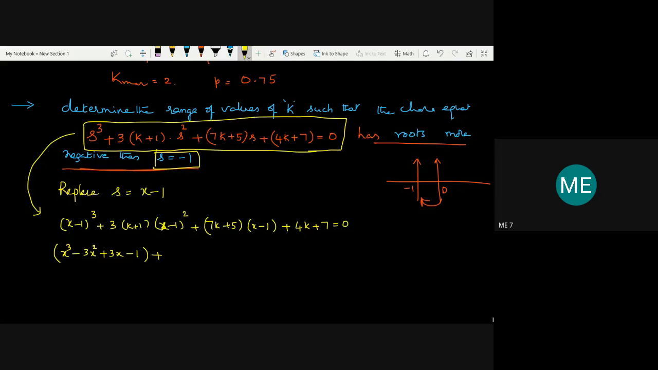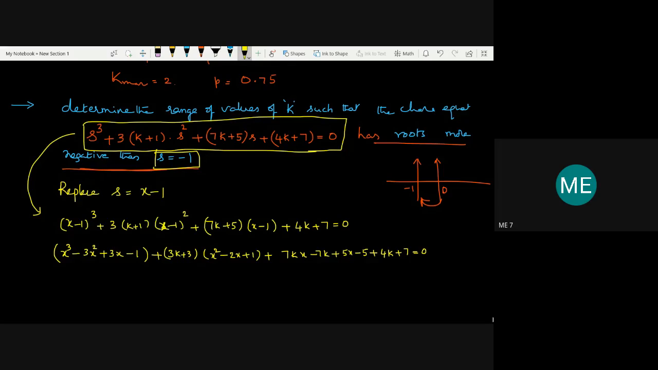Next, similarly, 3 into, of course, (3k plus 3) and (x minus 1) whole square, (a minus b) whole square. So a square minus 2ab plus b square, plus (7k plus 5) into (x minus 1). Directly I can multiply, that is 7kx minus 7k plus 5x minus 5 plus 4k plus 7 is equal to 0.